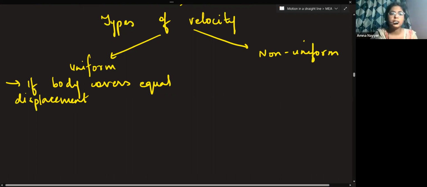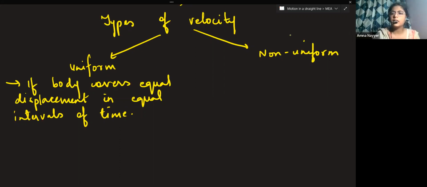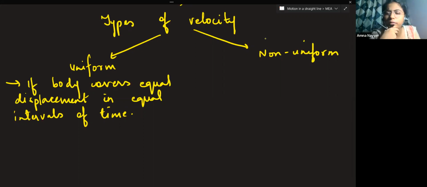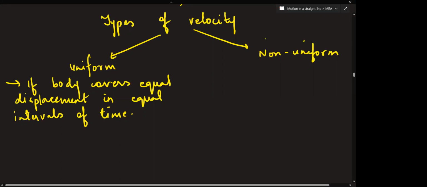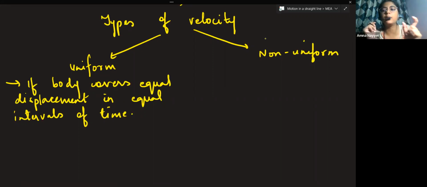If a body covers equal displacement in equal intervals of time, then it is known as uniform. Now, can anyone from the class tell me, when I'm talking about a vector quantity, what all things are included in a vector quantity? The magnitude and direction. Perfect. Yes, right. Magnitude and direction when we talk about a vector quantity.